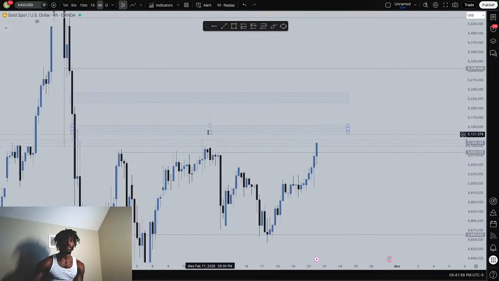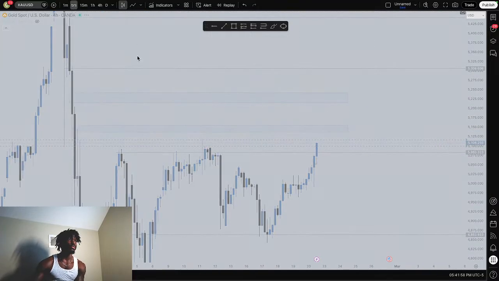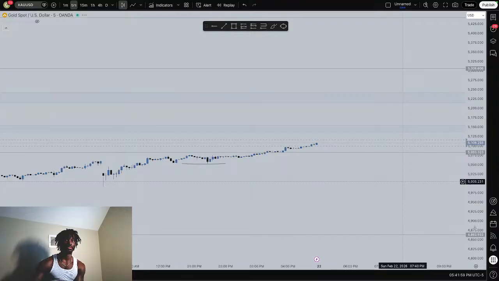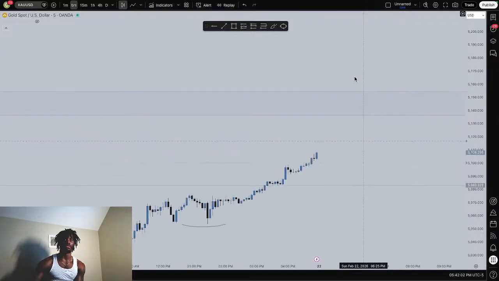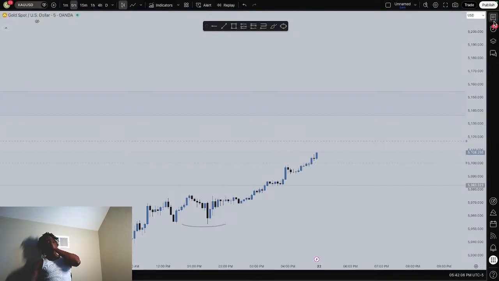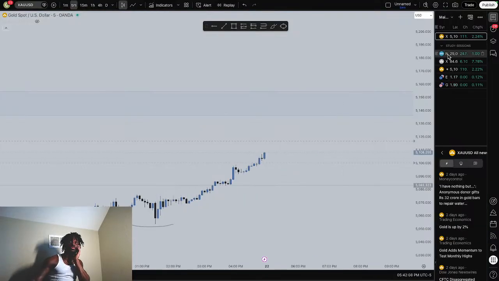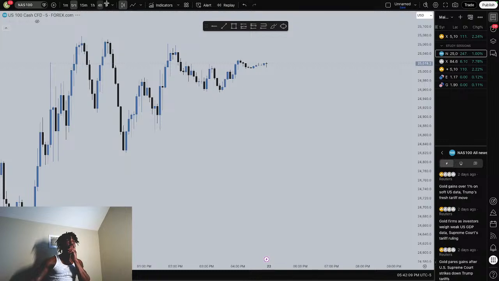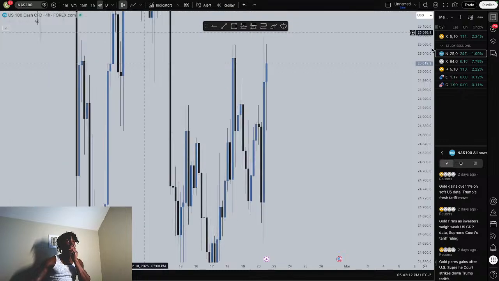Let's see what gold does. Gold is still bullish. I will continue to look for buys here. Just got to see what happens. Market open in about 20 minutes. Gold is really the only pair that I'm going to trade this week so far.